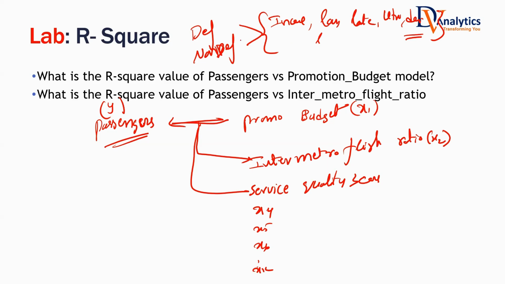Do you agree the real world is multivariate? Multiple variables are used for the prediction of the target variable. Whatever we have seen here is X versus Y. This is called simple regression.